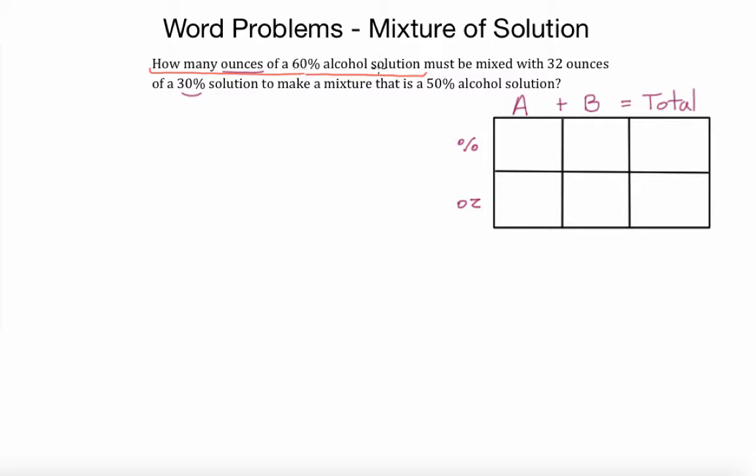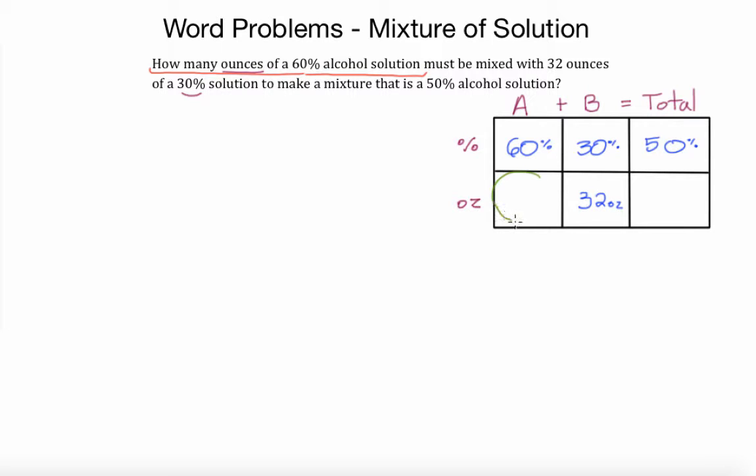All right, I'm going to have a 60% solution and a 30% solution. I'm just going to call A my 60% and B my 30%. And I know the total mixture has to be a 50% solution. So there we go, filled up that whole row nicely. What else do I know? I know that the 30% solution is 32 ounces.